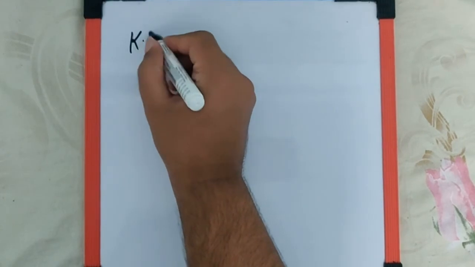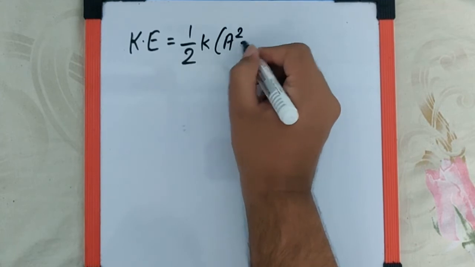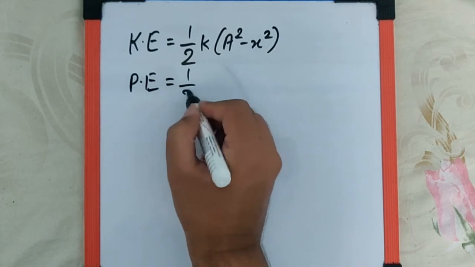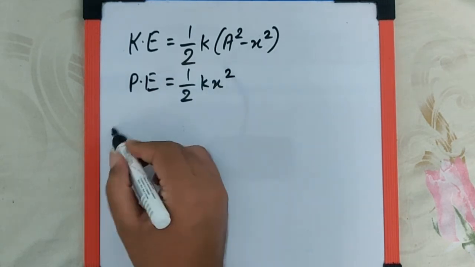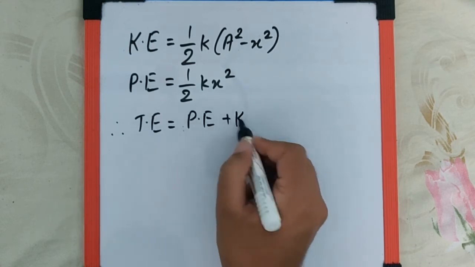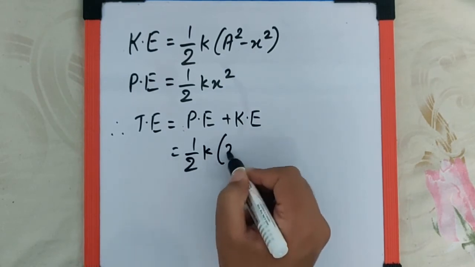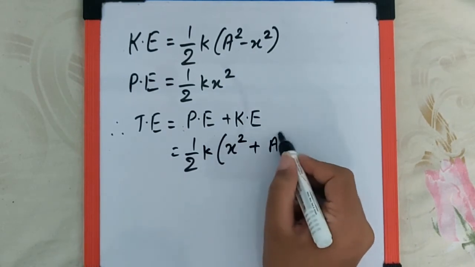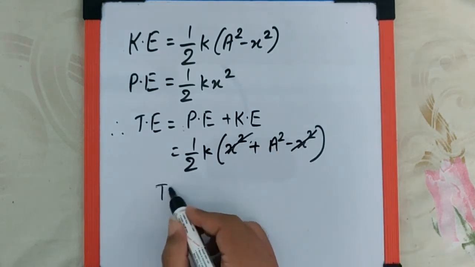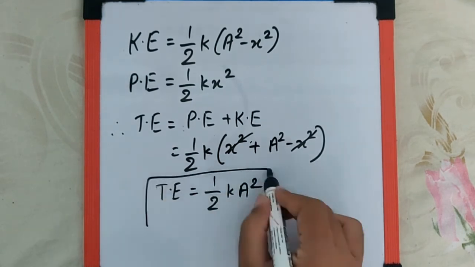So we got kinetic energy to be half k a square minus x square, potential energy as half k x square. So we can say the total energy is potential energy plus kinetic energy. So adding the two, we can take half k common. We'll have x square from potential energy and a square minus x square from kinetic energy. x square gets cancelled, and so total energy is half k a square.